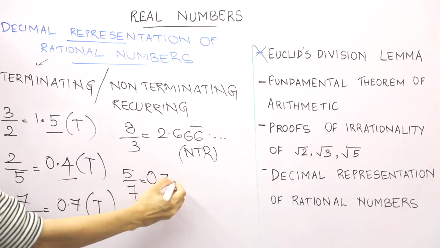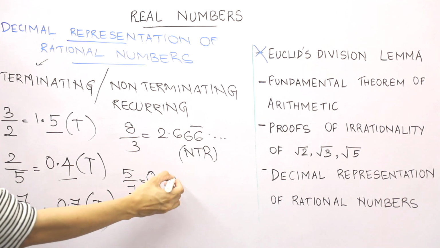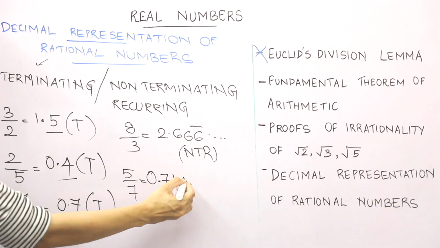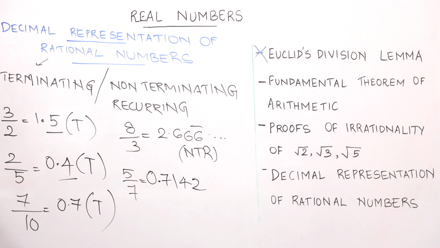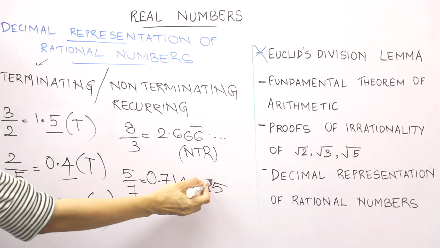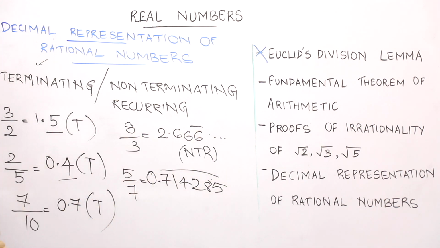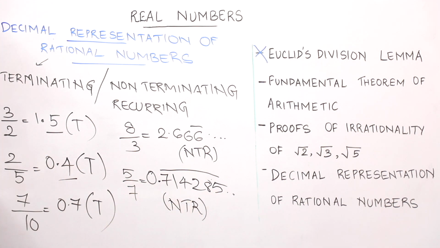7 goes 7 times and I get a remainder 1. 7 ones are 7, I get remainder 3. 7 4s are 28, remainder 2. 7 2s are 14, remainder 6. 7 8s are 56, remainder 4. 7 5s are 35. So we've arrived at 5 again, which means this pattern will repeat forever. This is also therefore a non-terminating repeating decimal.